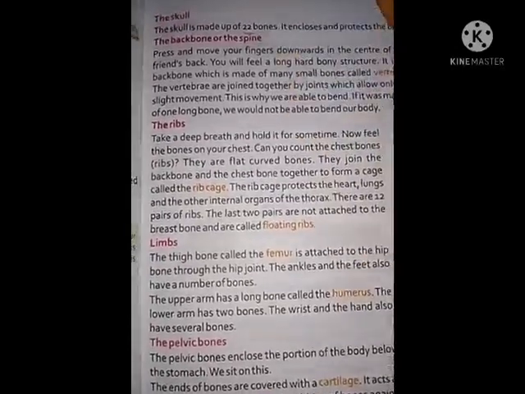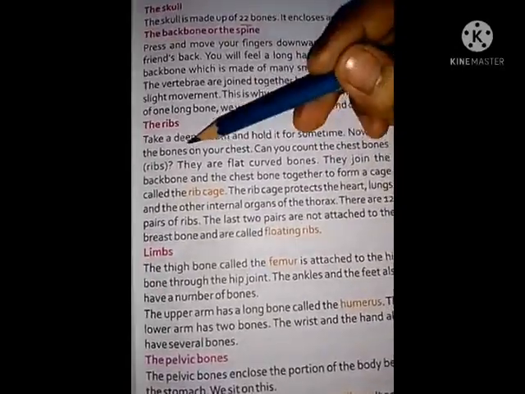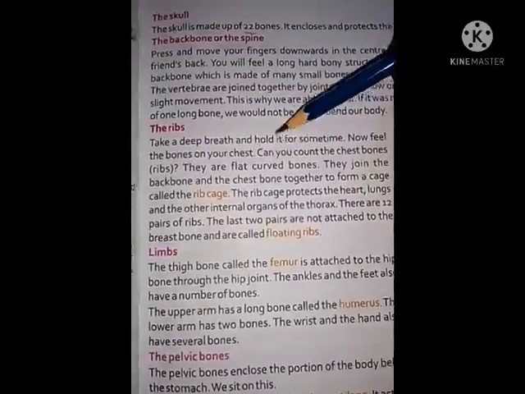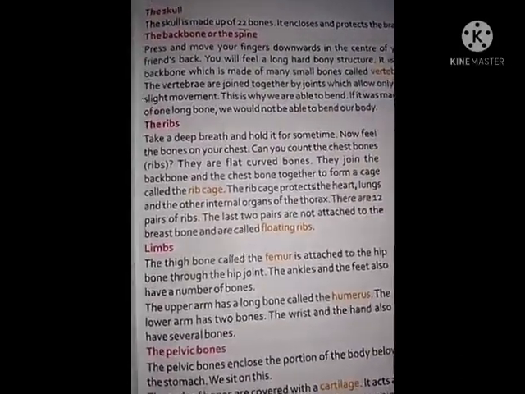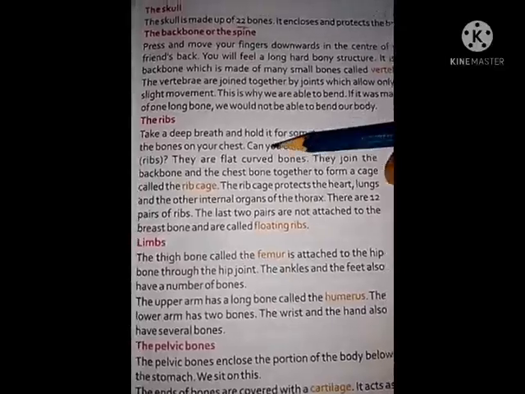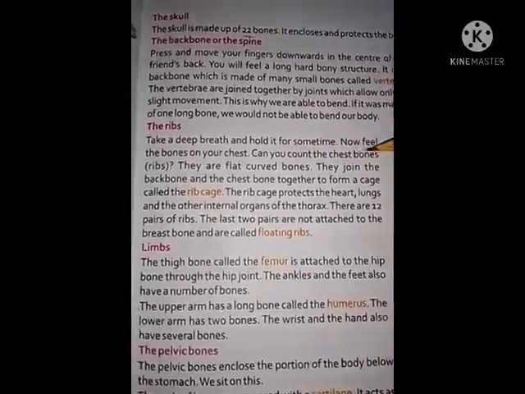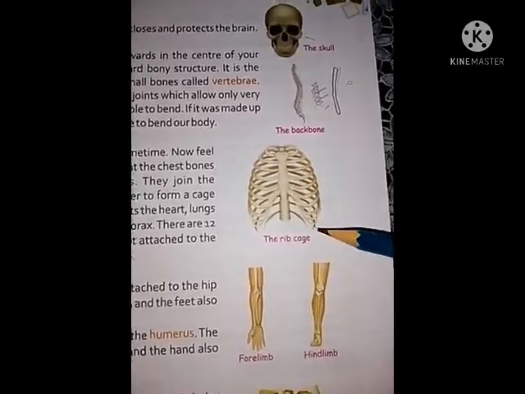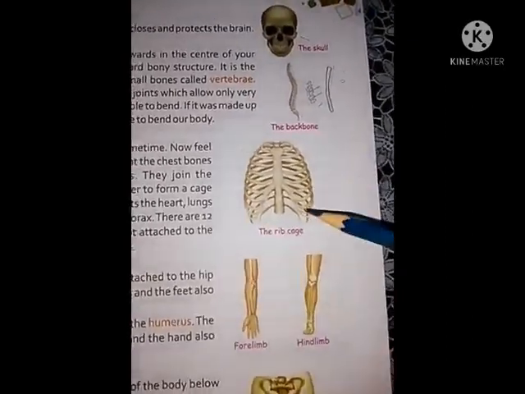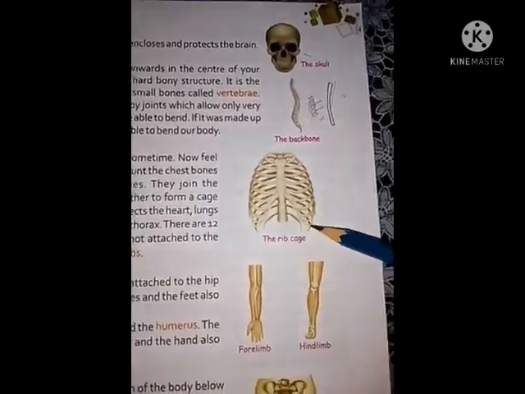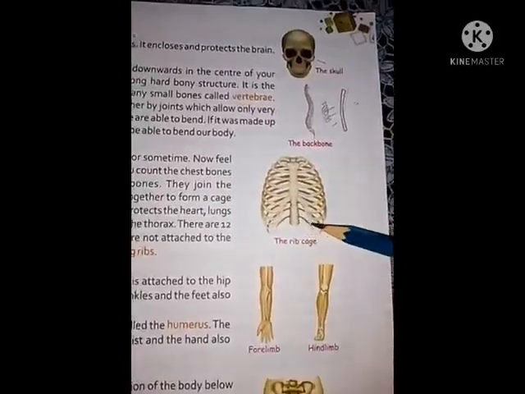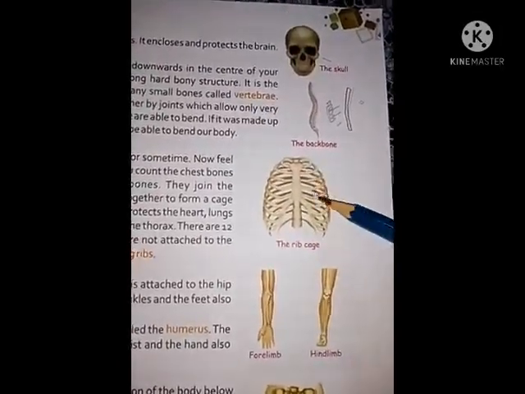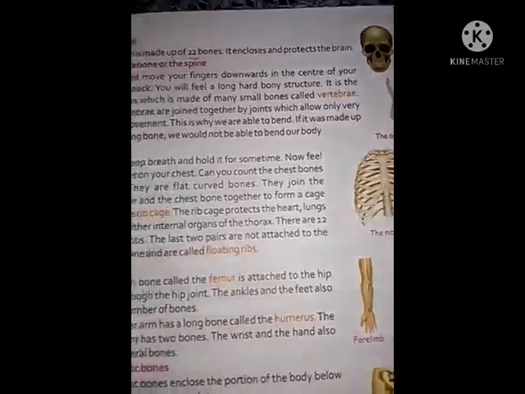Okay, the ribs. Take a deep breath and hold it for some time. Now feel the bones on your chest. Can you count the chest bones? These are the ribs. If you take a deep breath, then you can feel the ribs. This is the rib cage, and try to count the number of bones.